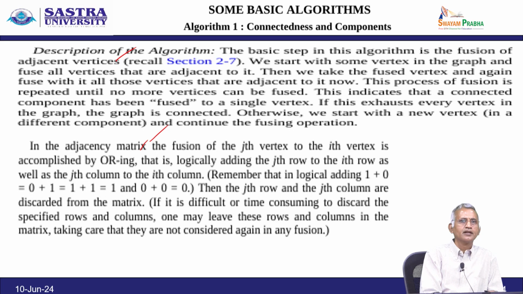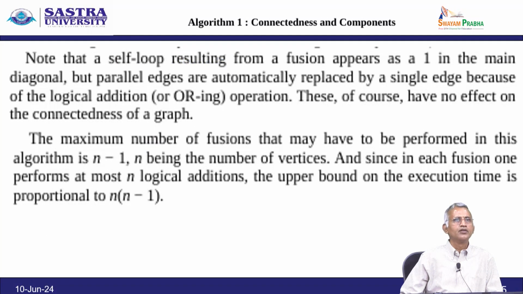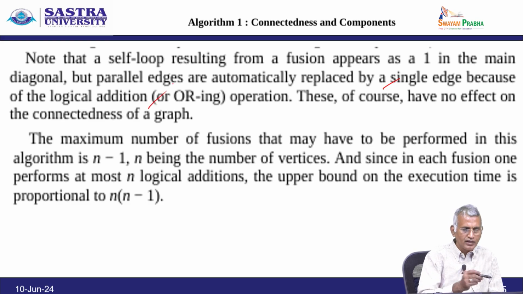matrix. It is difficult or time consuming to discard the specified rows and columns. One may leave these rows and columns in the matrix, taking care that they are not considered again in any fusion. Note that a self loop resulting from a fusion appears as a 1 in the main diagonal, but parallel edges are automatically replaced by a single edge because of the logical addition or ORing operation. These of course have no effect on the connectedness of a graph.